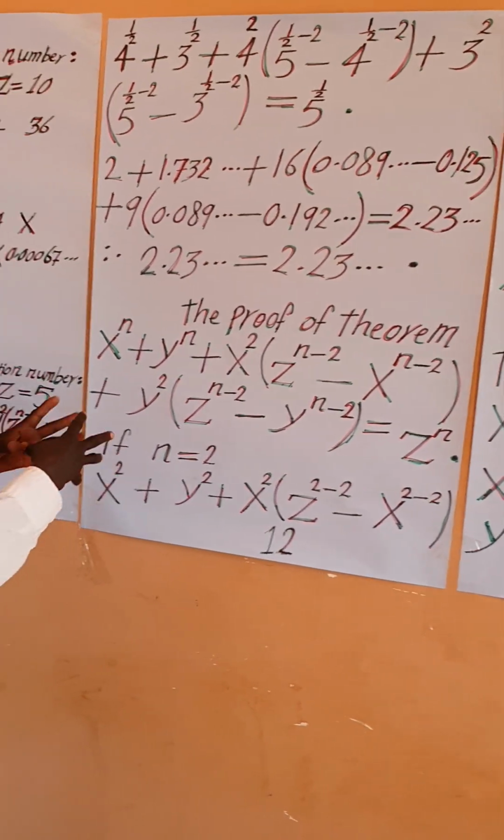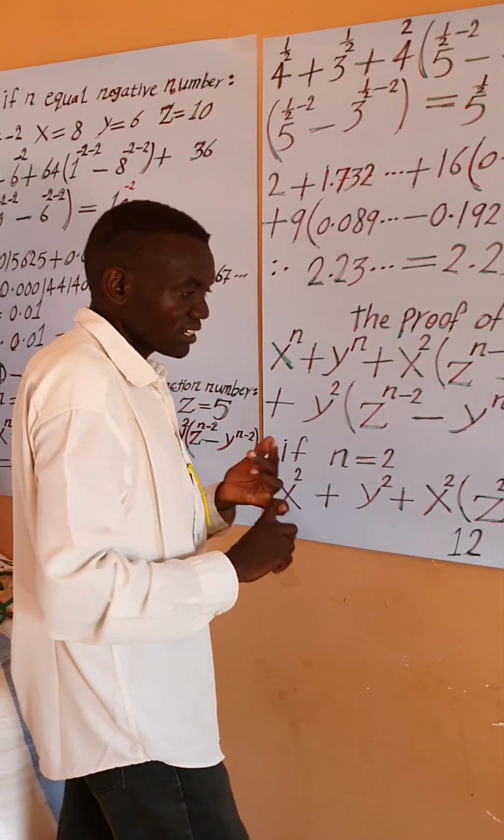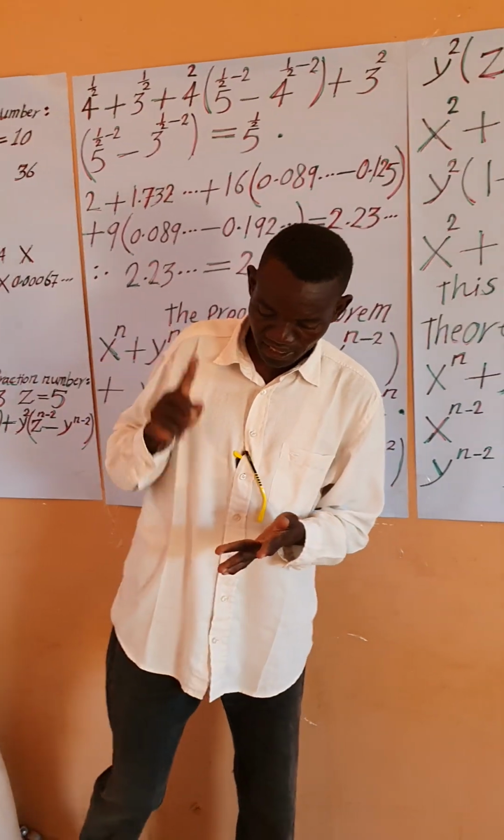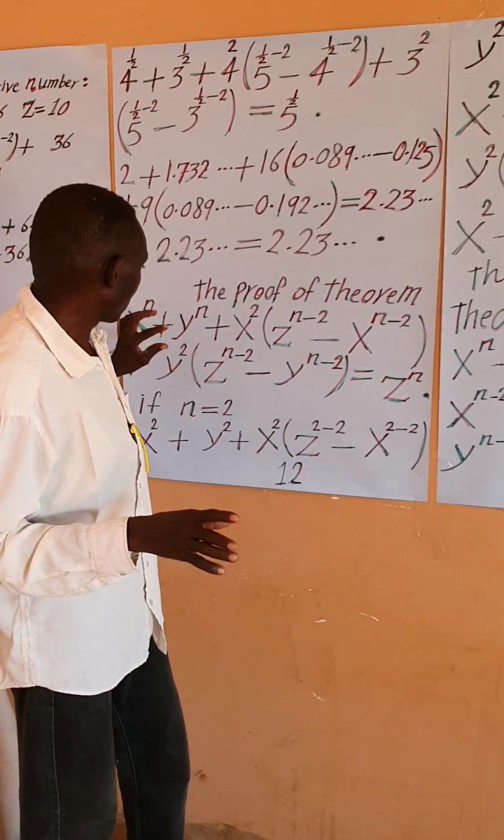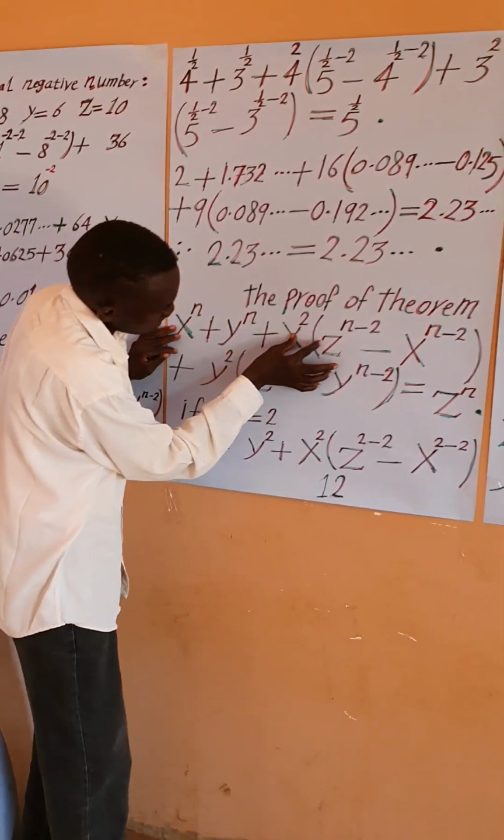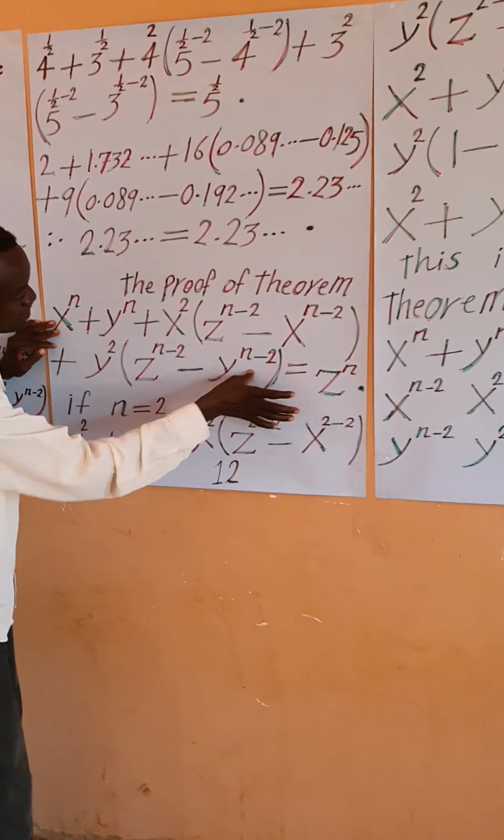Why does Pythagoras not work if n is a negative number or any number? Because the Pythagoras theorem is not complete. They don't have this equation, this part and this part. They are absent.